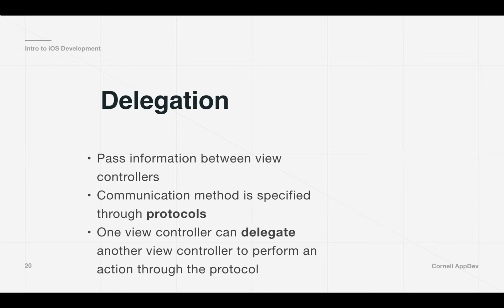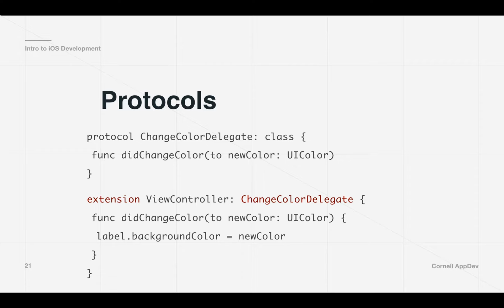So let's say we have two view controllers and we want the second view controller to update the color on something of the first view controller. So how would we do this? We would define a protocol and we'd call it ChangeColorDelegate or something like that. And it's going to have a function inside that's called didChangeColor(to newColor: UIColor). So it's saying this function is going to input a new color and something is going to handle it.